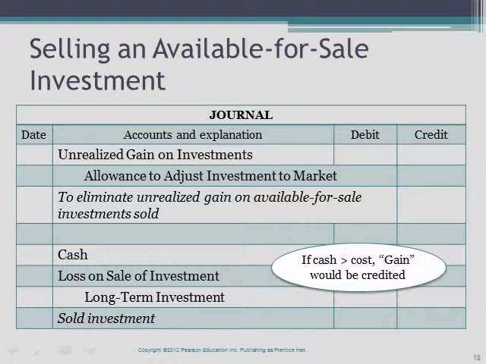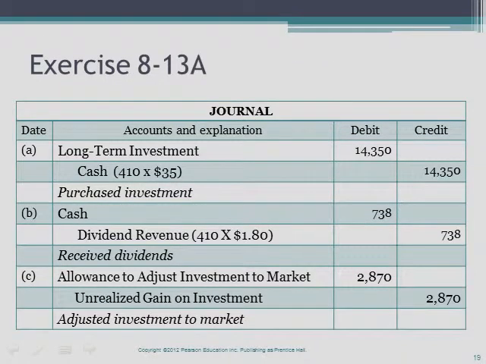And so let's walk through an example of this. Using exercise 8-13A, journalize the following long-term available for sale securities of Roya Brothers department stores. So for item A, we purchased 410 shares of Fordham Foods common stock at $35 per share with the intent of holding the stock for the indefinite future. And so here we purchased the stock, so we made an investment, we debit the long-term investment, and we credit cash for the amount of the purchase.